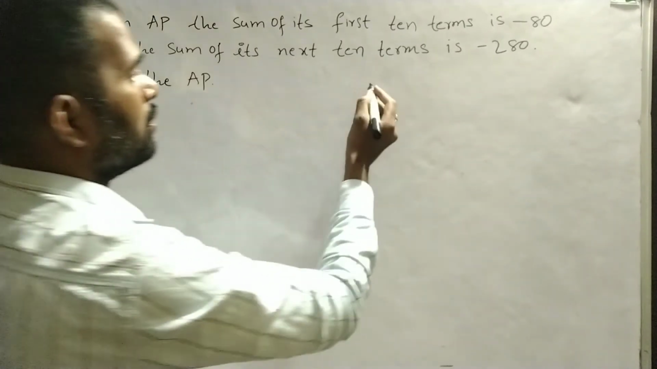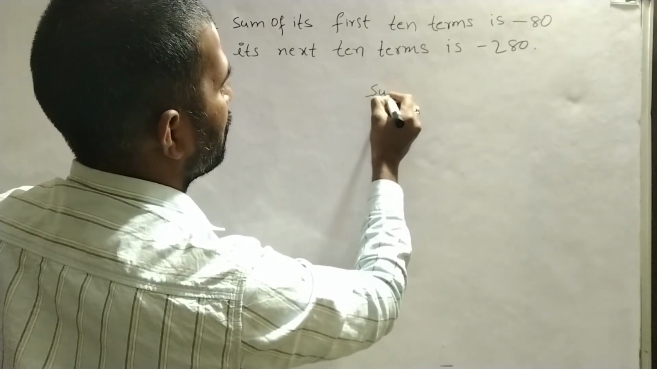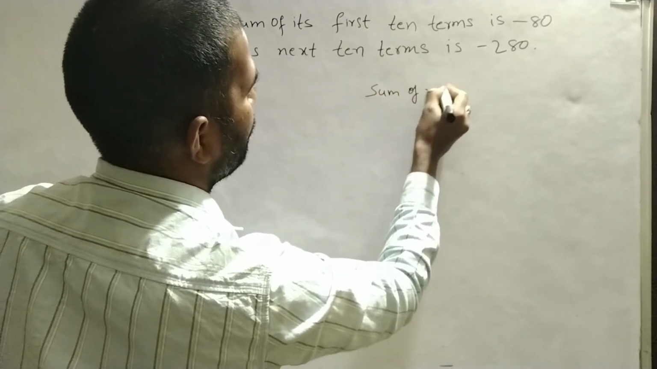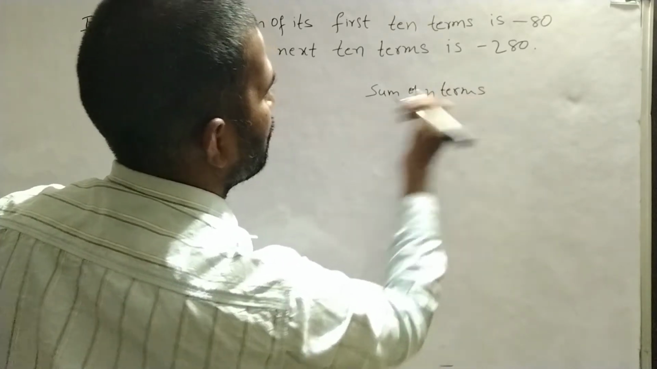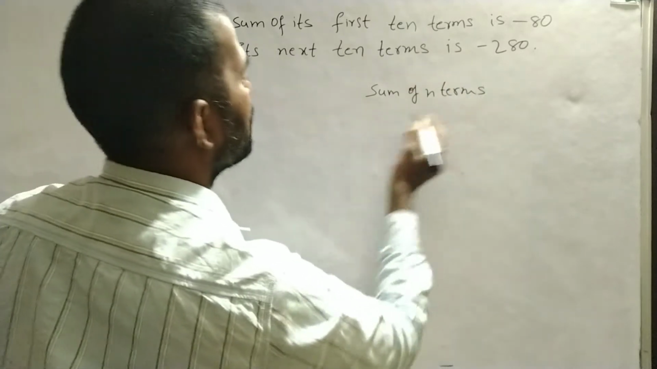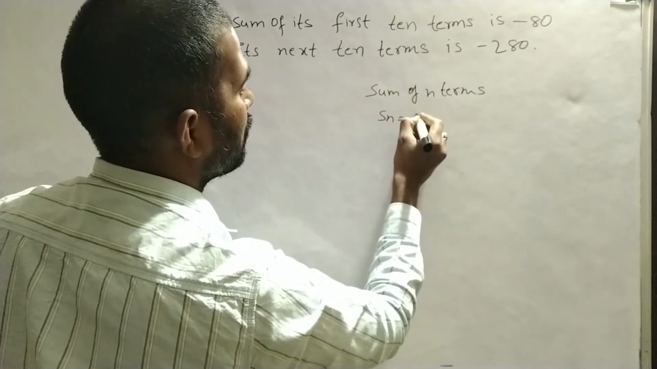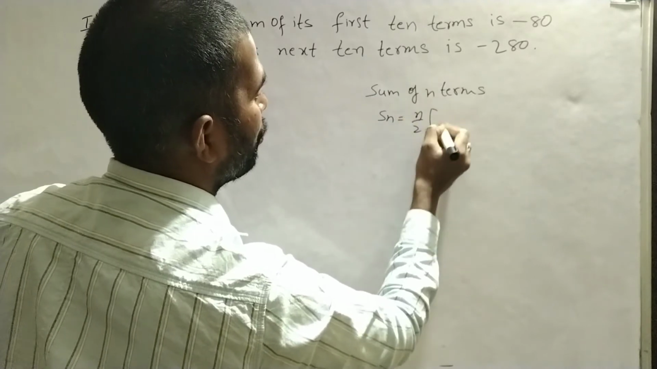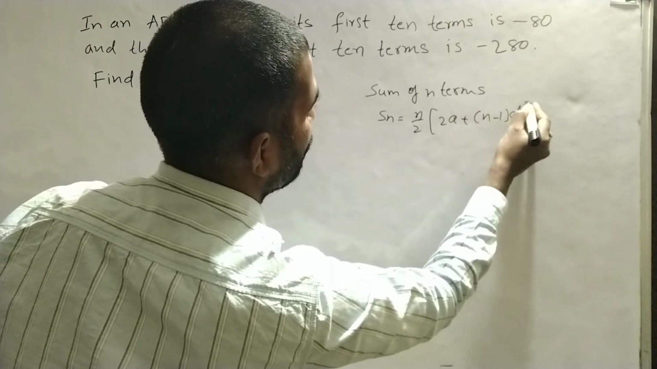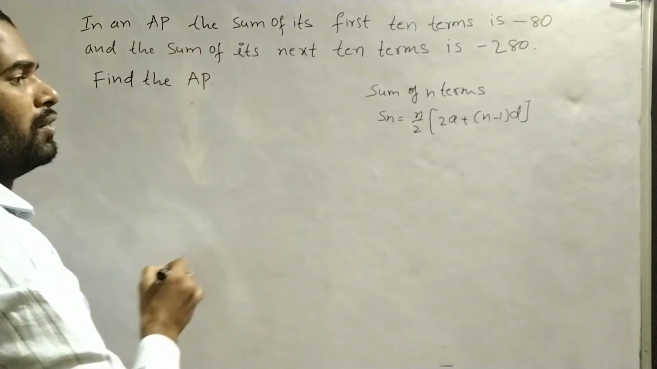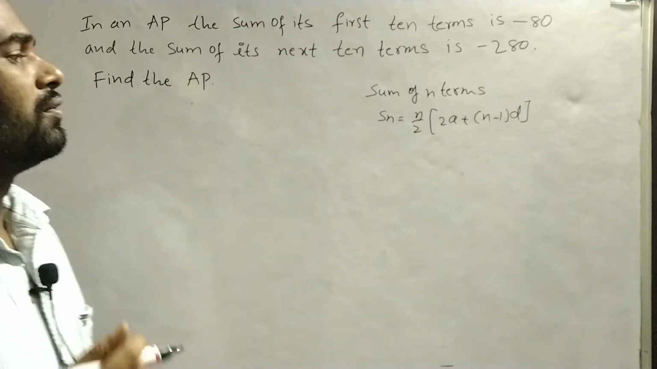Generally, sum of n terms: Sn equal n by 2 into 2a plus n minus 1 into d. This is the formula for sum of n terms.